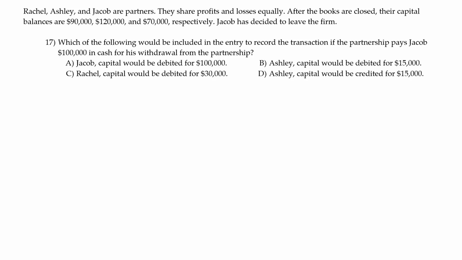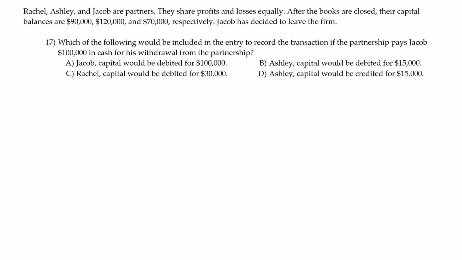In this example, we have a withdrawal of a partner. So Rachel, Ashley, and Jacob are partners. They share profits and losses equally. After their books are closed, there's their respective balances. Jacob has decided to leave the firm.